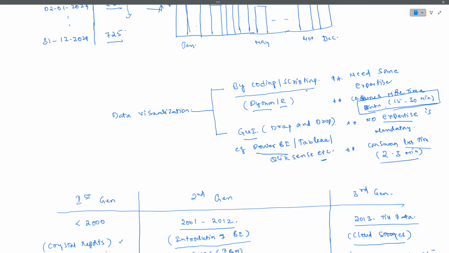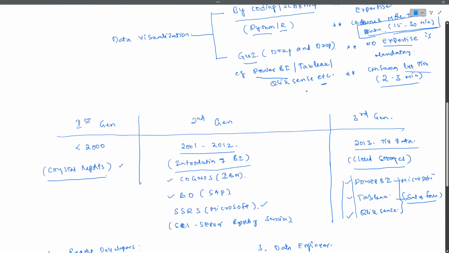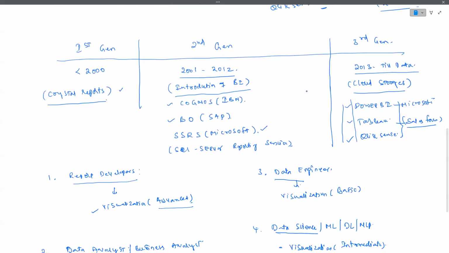Coding means we require some kind of expertise, and it is also time consuming. Whereas when it comes to the GUI, we don't require any coding or any expertise. So within a very short time, we can create beautiful visuals.